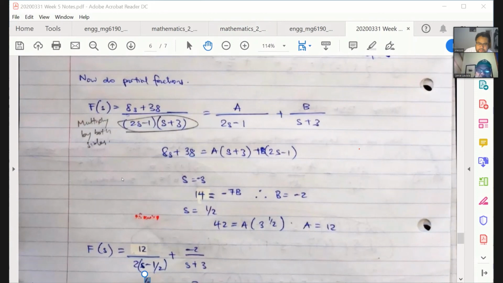Once you've got these two things here, are you watching? Yep. I'm watching the screen. Okay, B is minus 2. Yep. And you got A was what, 12? Yep. Yeah, just from putting in S equals minus 3, that's great. S equals a half, because that gives you that the B term is 0. Okay. Now, when you first put in the values, A is 12 over 2S minus 1.